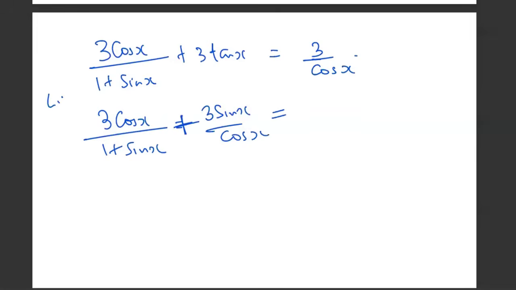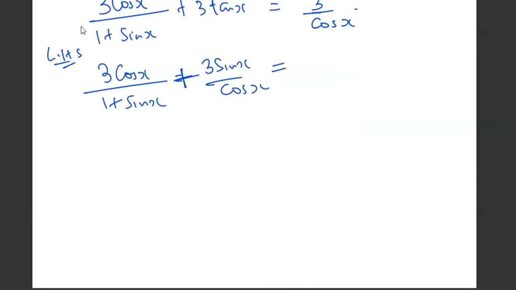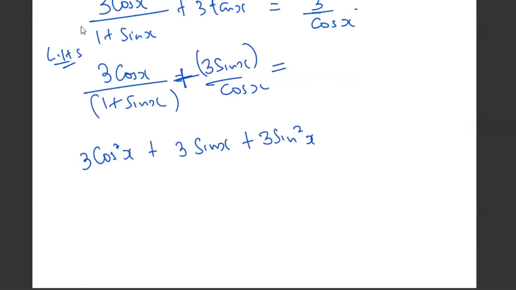Remember, we are starting from the left-hand side, so I don't need to put the right-hand side here. Do your cross multiplication. It's going to be a 3 cos squared x. And then this 3 sine must multiply with everything here, so a 3 sine x plus a 3 sine squared x over cos x into 1 plus sine x.